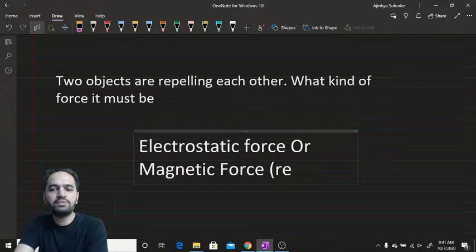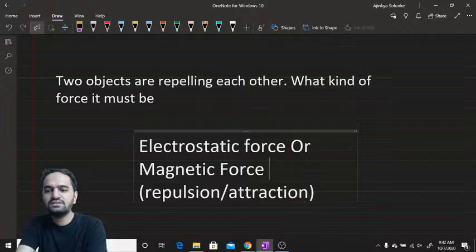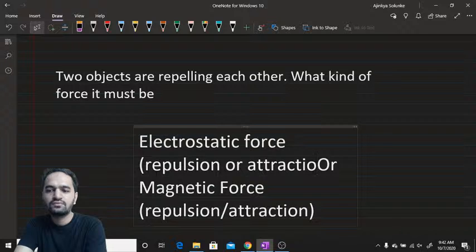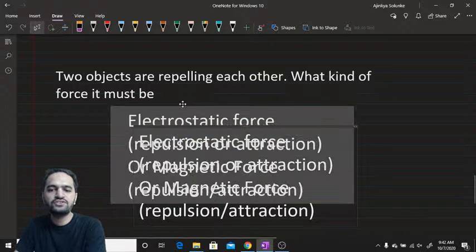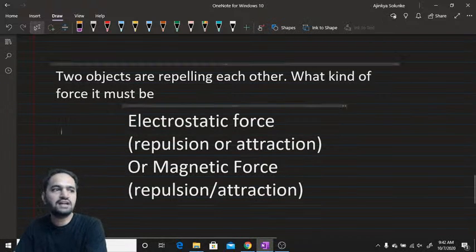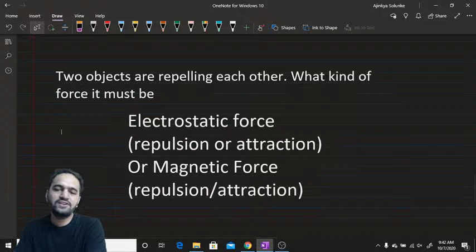Either repulsion or attraction, right? Even in electrostatic force you can have attraction or repulsion. So we cannot be sure which force we are talking about, but it can be electrostatic, it can be magnetic also. Both answers are correct. Even if you write magnetic, it is fine. Even if you write electrostatic, it is still fine. Are you understanding this? Okay, is it clear?